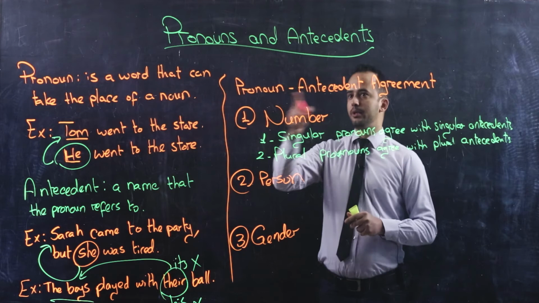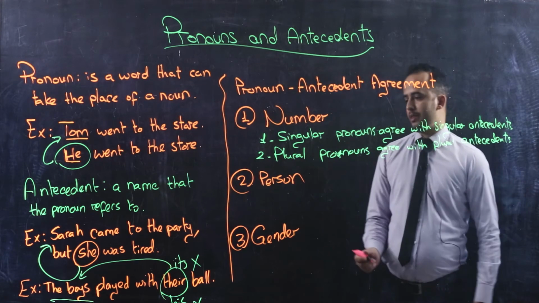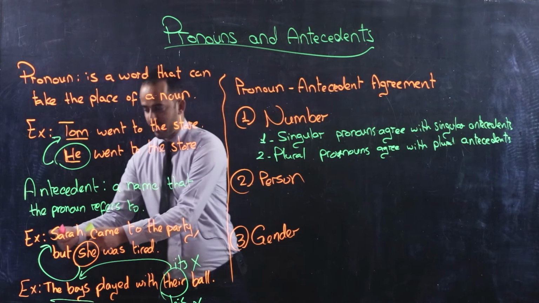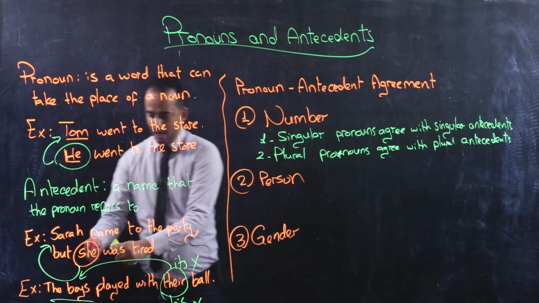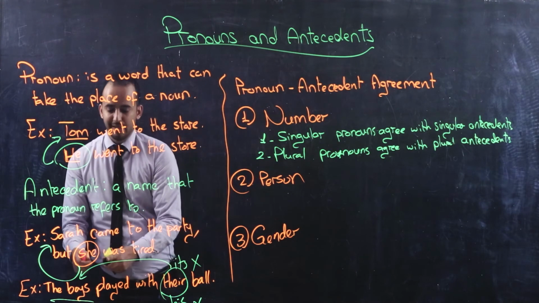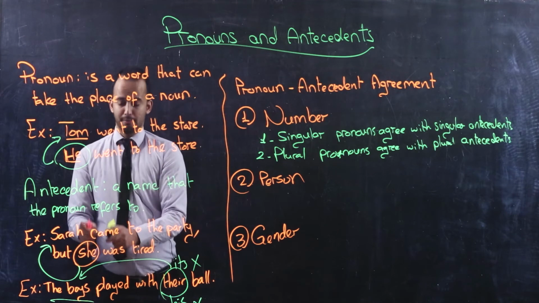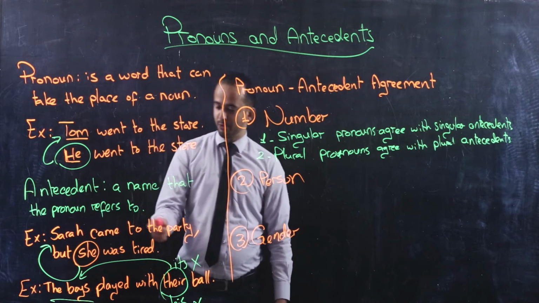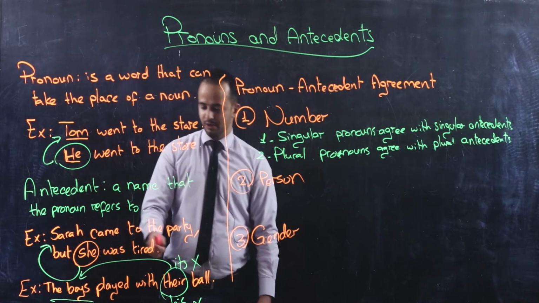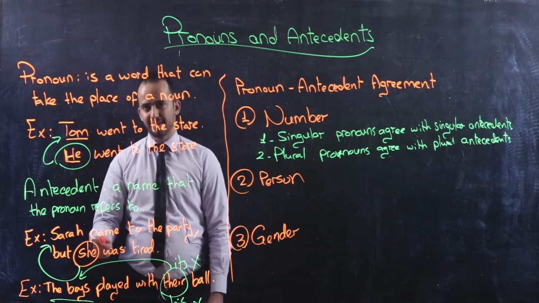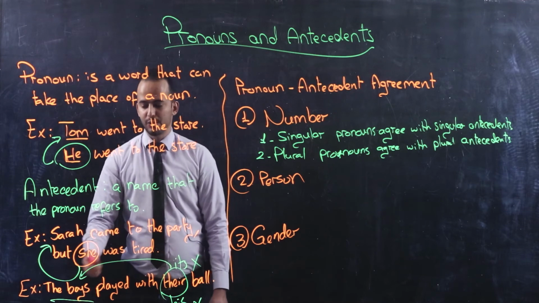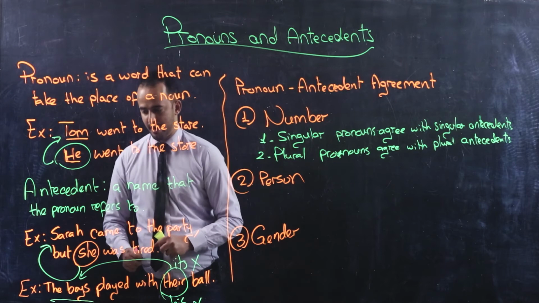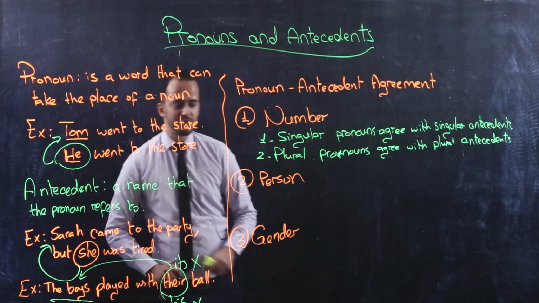A person: the pronoun must agree with the antecedent in person. So if you are talking, for example, about a woman like Sarah, then the pronoun that we're going to use in the sentence must be a feminine pronoun, like, for example, she. I cannot say Sarah came to the party, but he was tired, because he is a masculine pronoun. It's used only with, for example, boys or men. But we can use she.